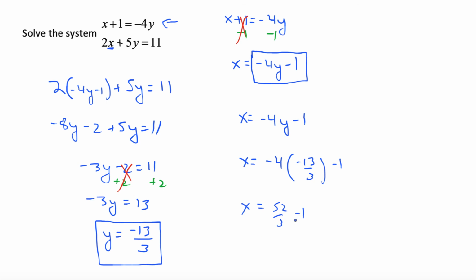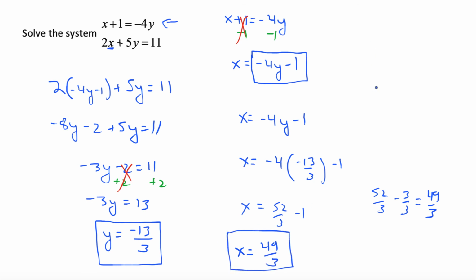And in order to properly subtract this, we have to get the LCD, which is 3, right? So we get 49 over 3, and that's going to be our answer here for x. And now remember, as an ordered pair, we have to give the answer with the x variable first. So in the answer, you should put 49 over 3, comma, negative 13 over 3 as the answer.